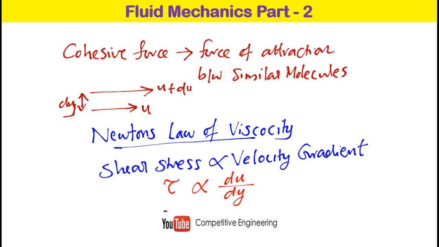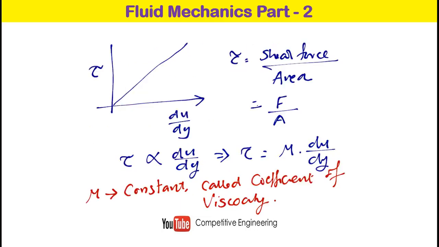In problems we will be using this concept: shear stress is proportional to velocity gradient, that is, tau is proportional to du by dy. We will come back to Newton's law of viscosity in the same lecture after some time. We can plot Newton's law of viscosity like this: tau on the y-axis and du by dy, the velocity gradient, on the x-axis, so it will be a straight line. Tau is proportional to du by dy.